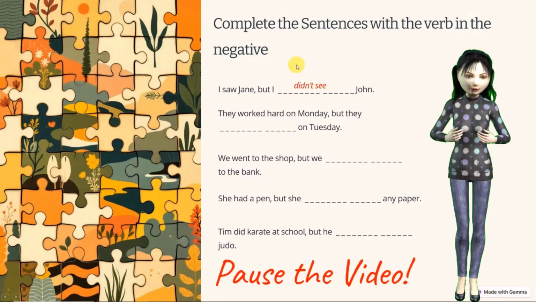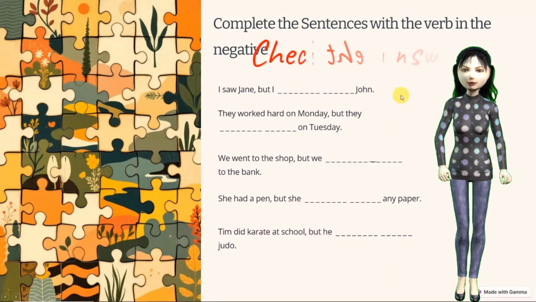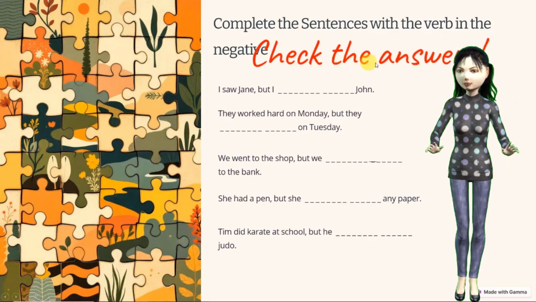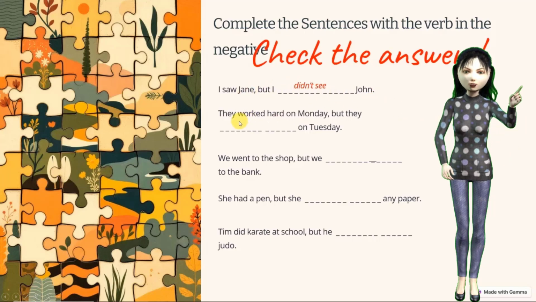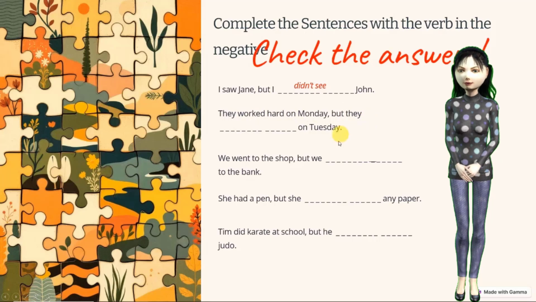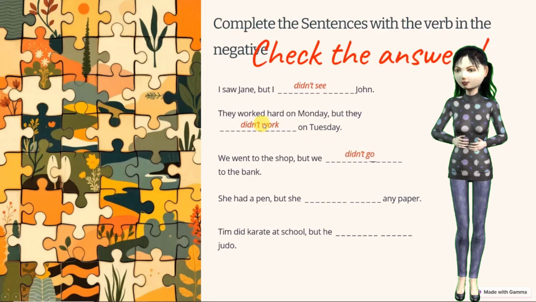Okay, now that you have finished answering all the questions, let's continue and go check our answers, right? Like we say over here, check the answers. The first one I have given to you: didn't see. Number 2: they worked hard on Monday, but they didn't work on Tuesday. Right? We can say they didn't work hard on Tuesday. We went to the shop, but we didn't go to the bank.